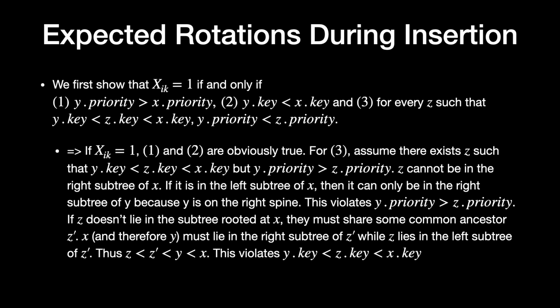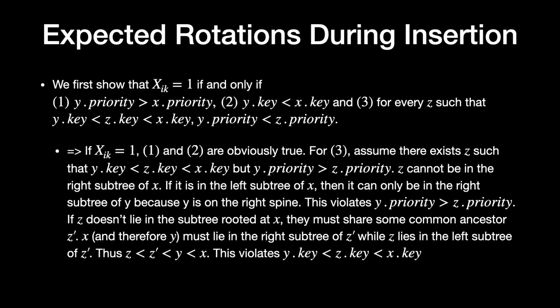Next, we prove the only if condition. We prove that if xik equals 1, the three conditions are true. The conditions 1 and 2 and 3 are true. The conditions 1 and 2 are obviously true because if xik is equal to 1, it means that x is an ancestor of y, and that means that the priority of x has to be less than the priority of y. And the second condition is true because if y is in the right spine of the left subtree, it is in the left subtree of x, then the key of y has to be less than the key of x.